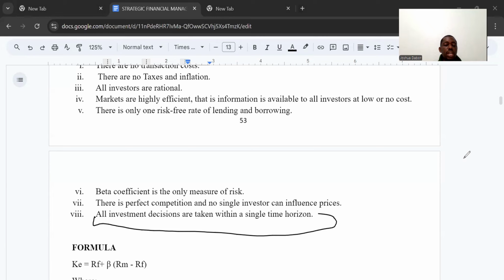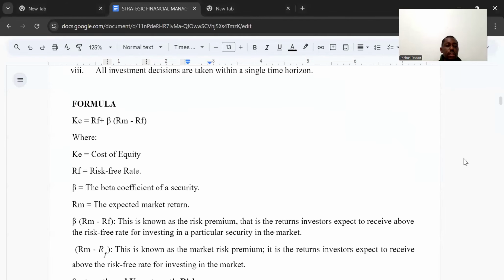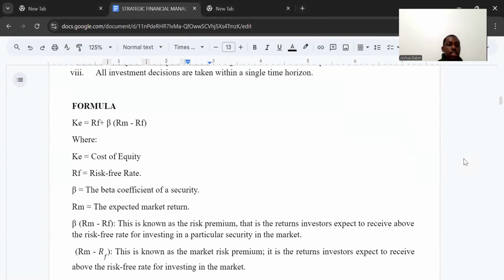So the risk-free rate in practice, or the government rate, changes from one period to another. So we are assuming that all these investments that we are looking at are going to be undertaken within a particular period where all these other variables will be constant. So what does the formula look like? This is the formula for calculating the cost of equity using the capital asset pricing model.